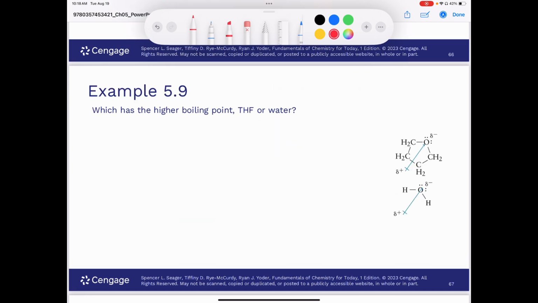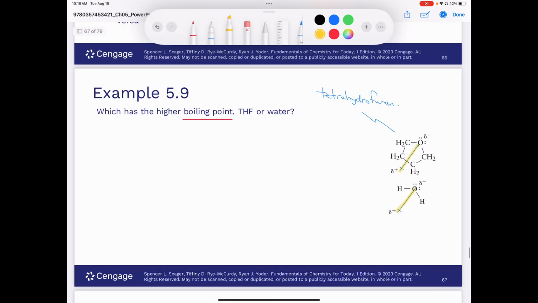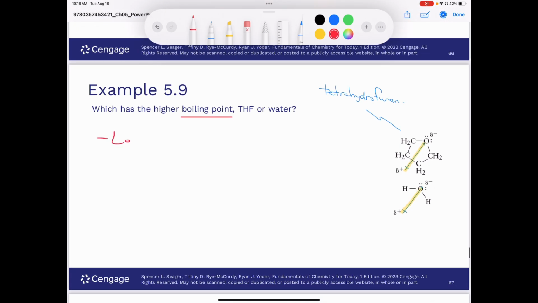All right, next question is about boiling point. Which of these has a higher boiling point, THF or water? So THF is this compound here. THF is kind of a long name, but it stands for tetrahydrofuran. I don't think you need to know that, but anyhow, THF and water. And you can see that they even illustrated both of the dipoles in THF and water. So THF is a polar compound and water is a polar compound. So that means that both of these compounds, they both have London forces, check. They both have dipole-dipole forces, don't they? Right? Because they both have a dipole, okay?